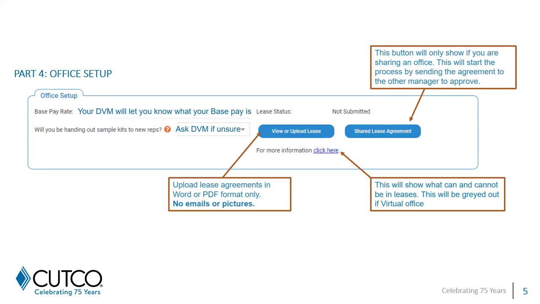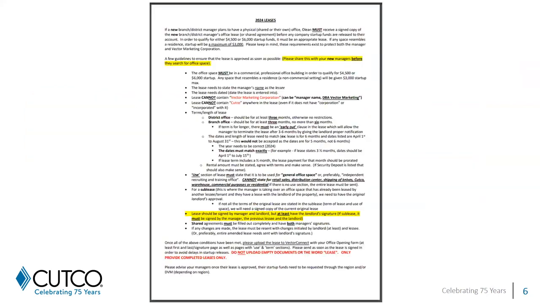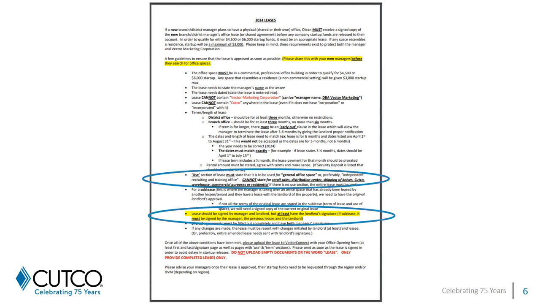If you click on the Click Here button under the Lease Upload buttons, you will find a whole PDF document detailing what needs to be included on your lease. The top three of these things being the landlord's signature, the use section being filled out with the correct wording, such as general office space, and the lease term being at least 3 months. If you have additional questions regarding your lease, you can email officeleases@cutco.com for help.